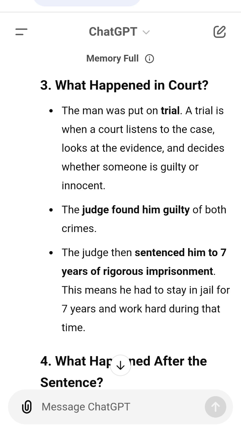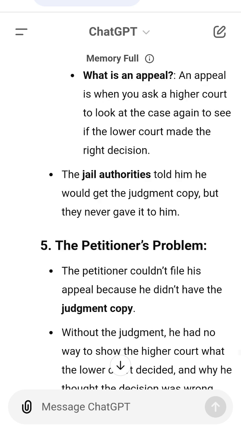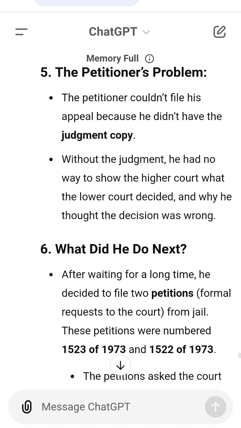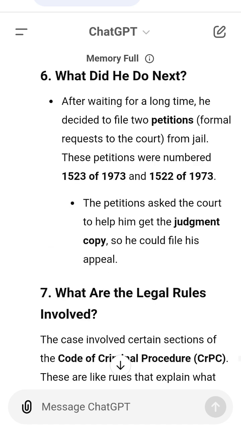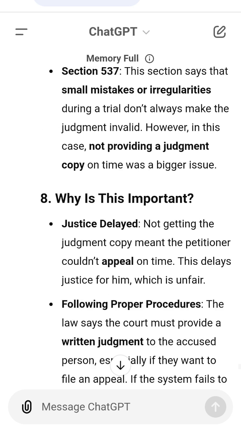10. The role of the Supreme Court. The Supreme Court looked at this case and explained that the procedure of the law is very important. Following proper procedure is what makes the rule of law different from the rule of whim and caprice, which means decisions made randomly without any proper system. In simple words, laws and procedures must be followed carefully so that nobody is treated unfairly. If courts or authorities don't follow the procedure properly, it can lead to injustice.